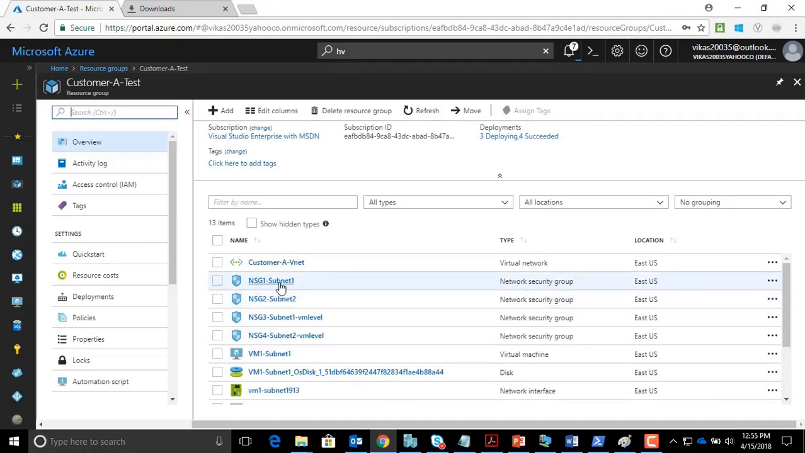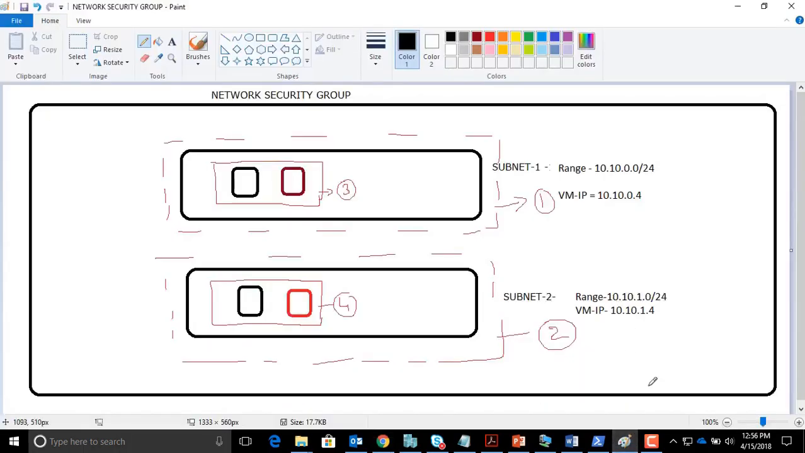NSG1 I link with subnet 1, NSG2 I link to subnet 2, and NSG3 I link with subnet 1 only at the VM level. Whatever number of VMs we have in subnet 1, I linked with this VM level NSG, and NSG4 is the subnet 2 VM level. So overall the scenario is that NSG can attach to only two resources, one at the subnet level and one at the VM level.